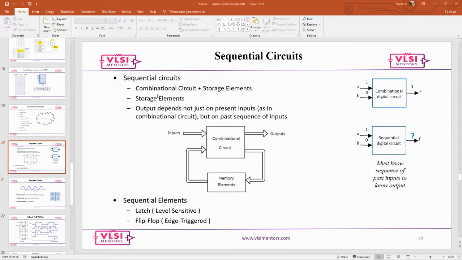So today's topic is basically sequential circuits. What are sequential circuits? We have seen combinational circuits, which are purely dependent on your inputs.